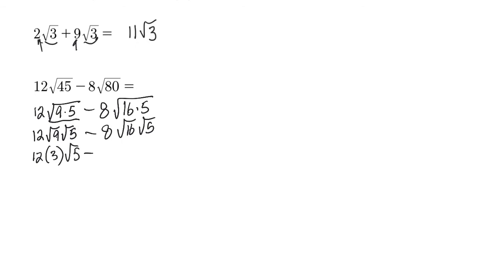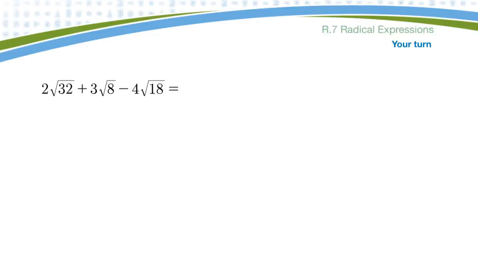Root 5 minus 8. Square root of 16 is 4. So I put it in brackets and it'll multiply by the 8. And then I have the root 5. 12 threes is 36 root 5, minus 8 times 4 is 32 root 5. Now they're both root 5, so I can subtract their coefficients. So it'll be 4 root 5. Go ahead and try this one, and then press play.